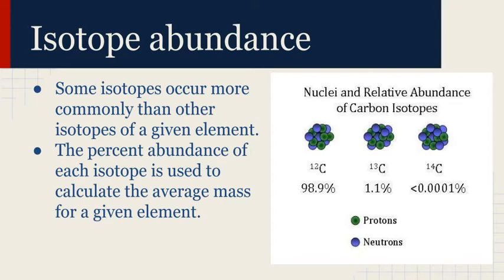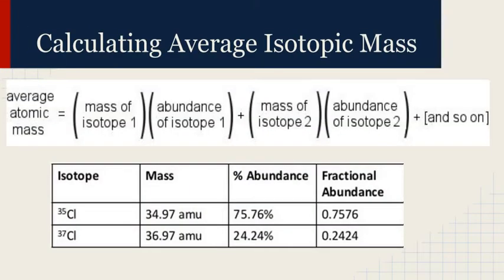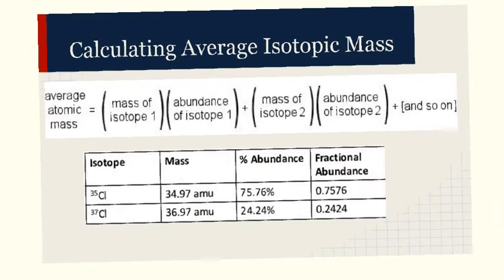Some isotopes are more abundant than others because they're more common. Look over here. Carbon-12 is the most common isotope of all the carbons, and it's the most abundant. When we take the weighted average, taking into account the percent abundance, the average should fall closest to the whole number 12. Here's the generic formula for calculating average isotopic mass.